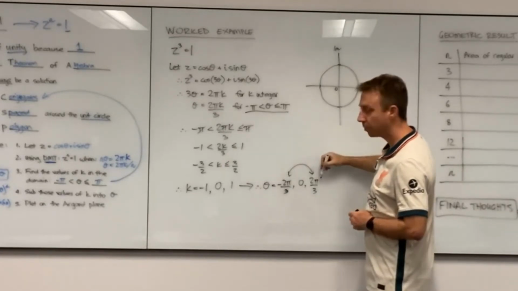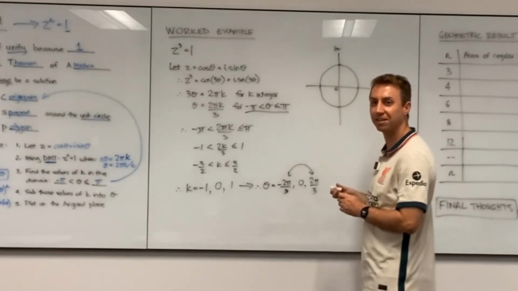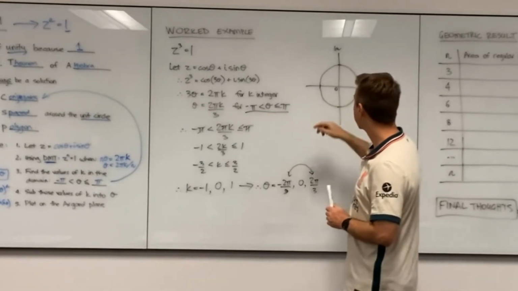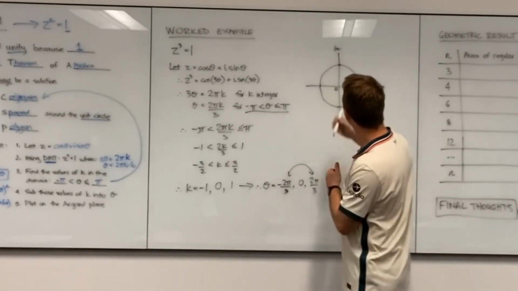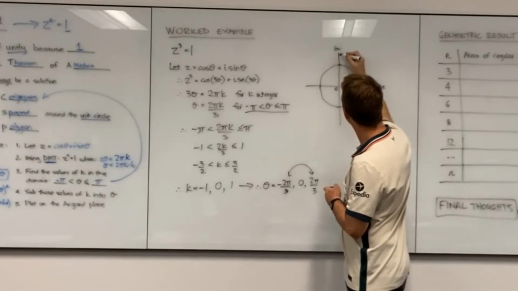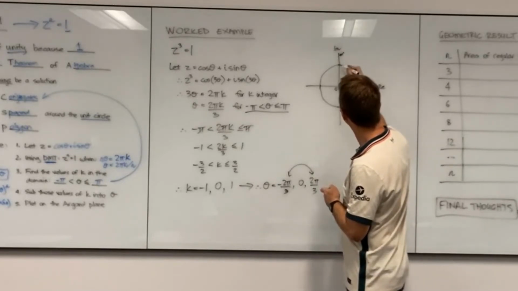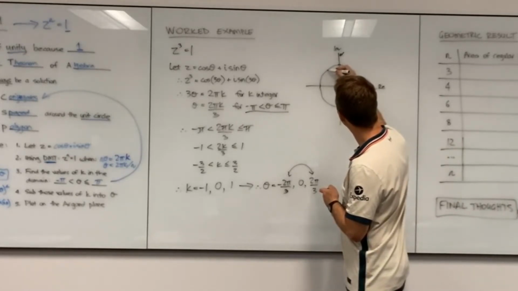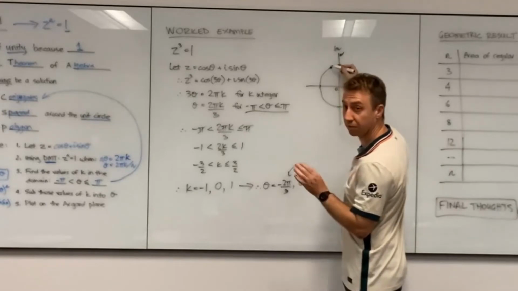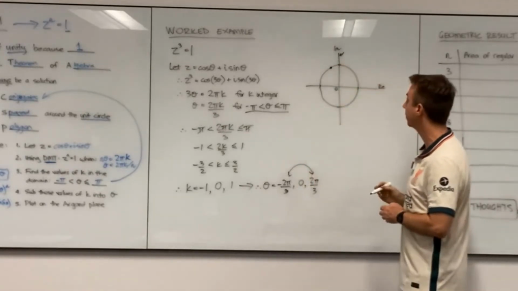So 2 times 180 on 3. Does anyone have a calculator? 120. It's 120? Okay, so if we're thinking that's 90 degrees, so we're kind of going to have to go past here, and then if that's kind of 45, so a bit less. So about there. It's not perfect, but it's going to be about there.